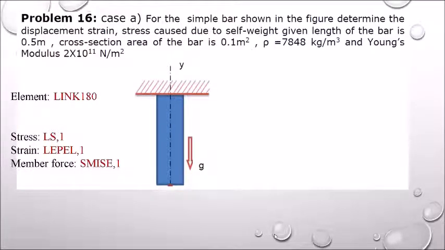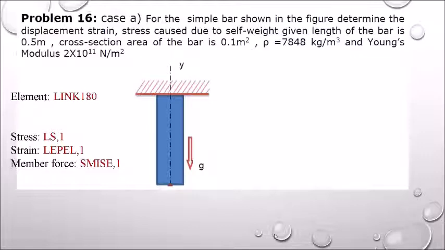Consider problem number 16, case A. For the simple bar shown in the figure, determine the displacement, strain, stress caused due to self weight given. Length of the bar is 0.5 meter. Cross section area of the bar is 0.1 meter square. Density is 7848 kg per meter cube. Young's modulus is 2 into 10 power 11 Newton per meter square.